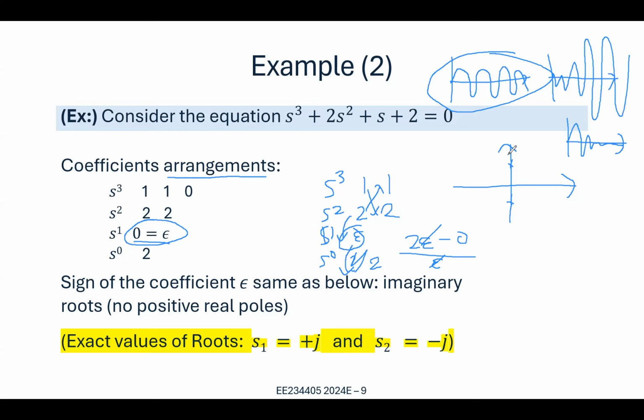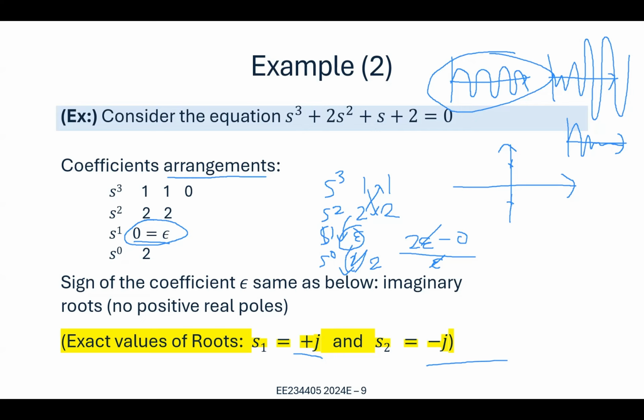And the exact values of the roots here would be plus j and minus j. We don't need to find that, but it is just to show that these are the roots corresponding to the coefficients that we have. So that's the second example, the example of the first special case.